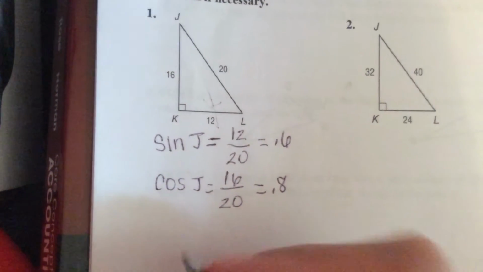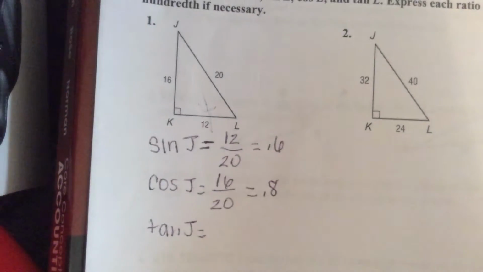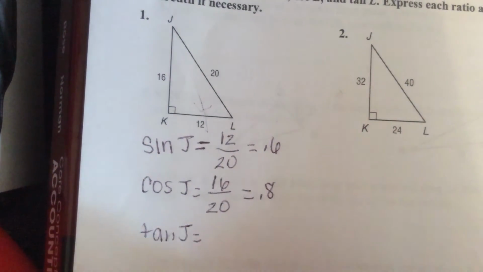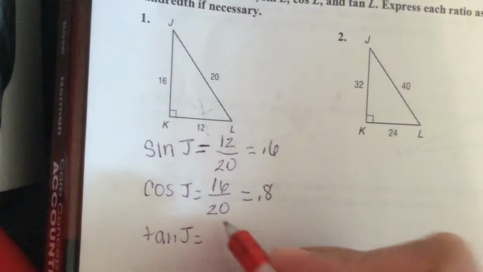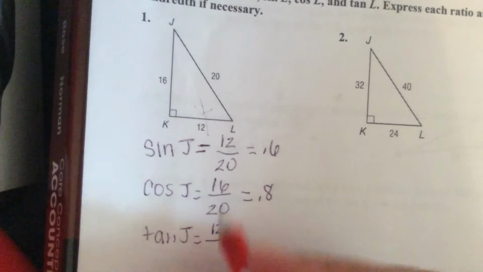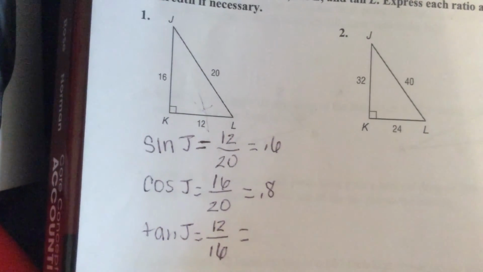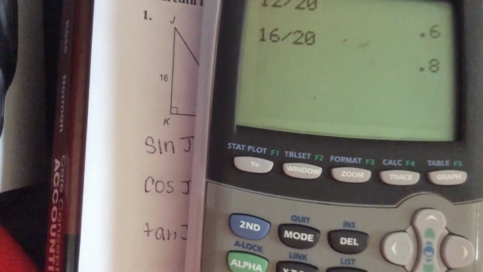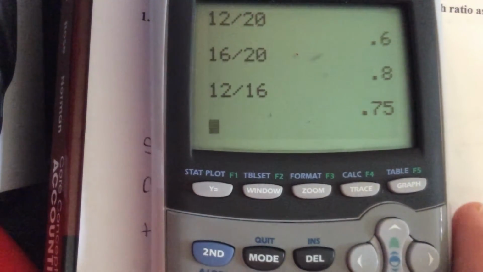And then we have the tangent of J. TOA is opposite over adjacent. Okay, so we look at J, our opposite is 12, and our adjacent is 16. We stick that into our calculator. That gives us 0.75.